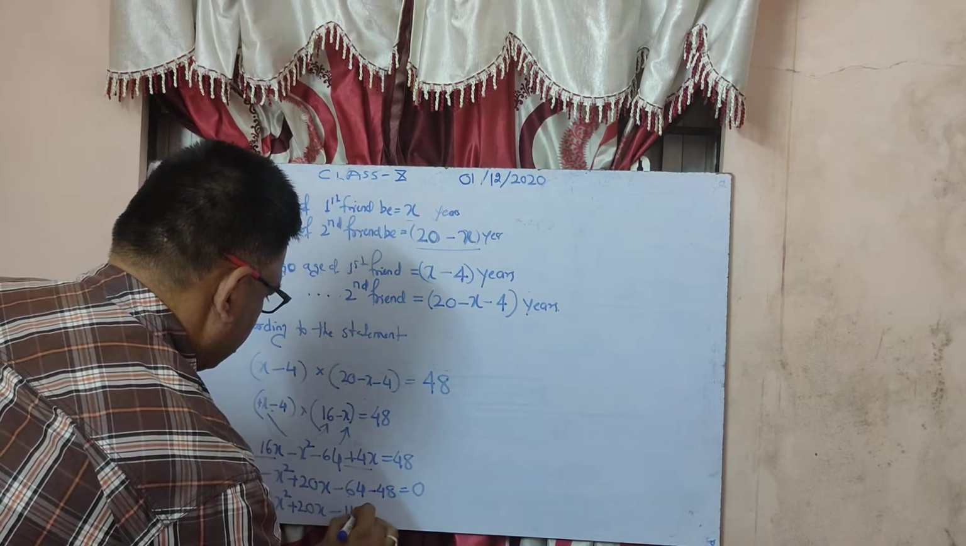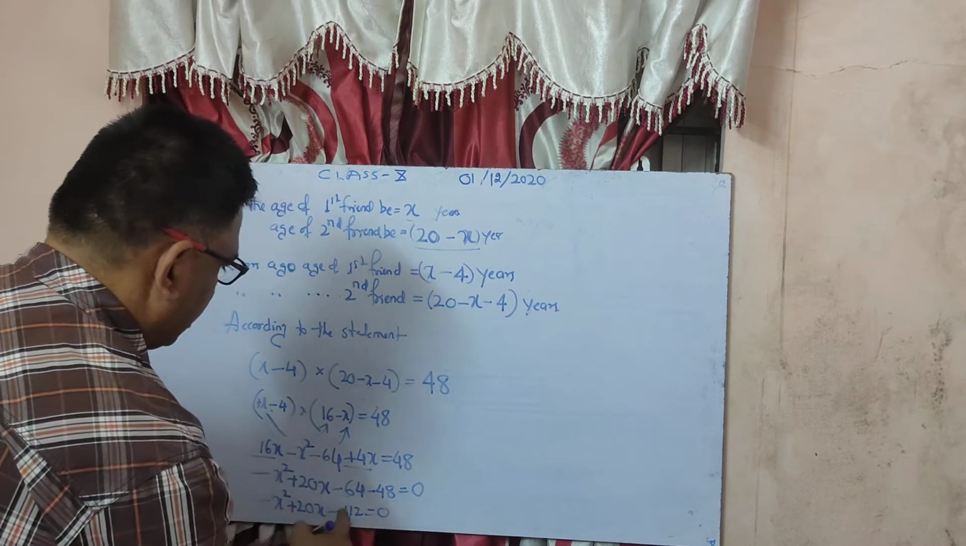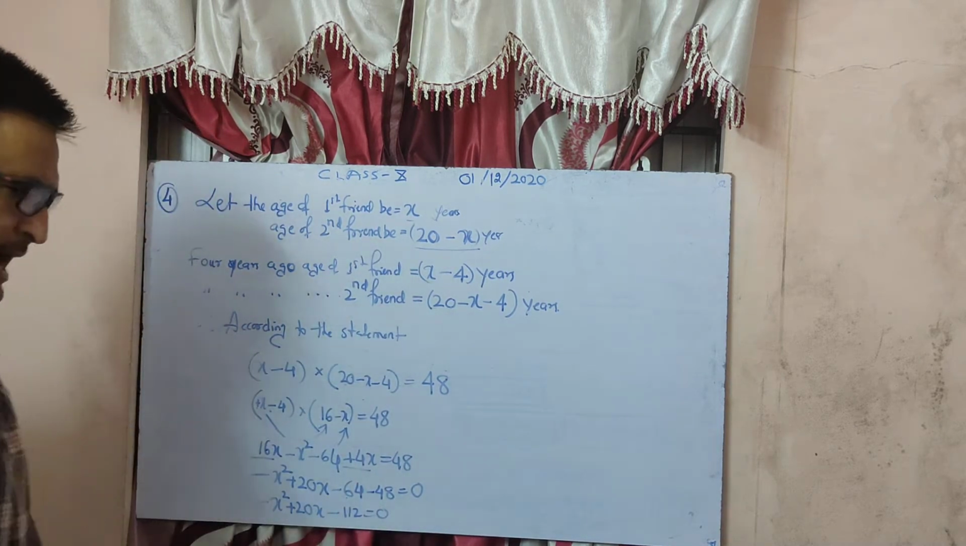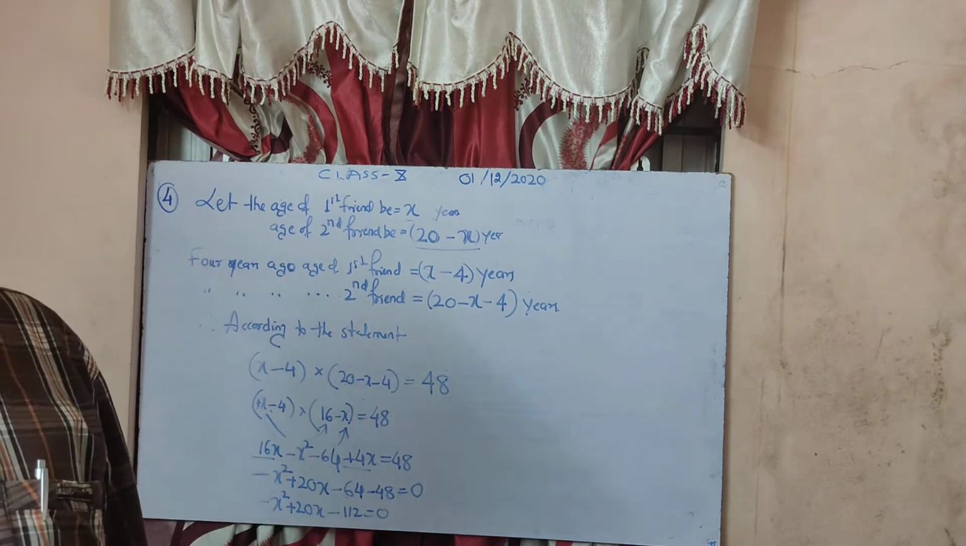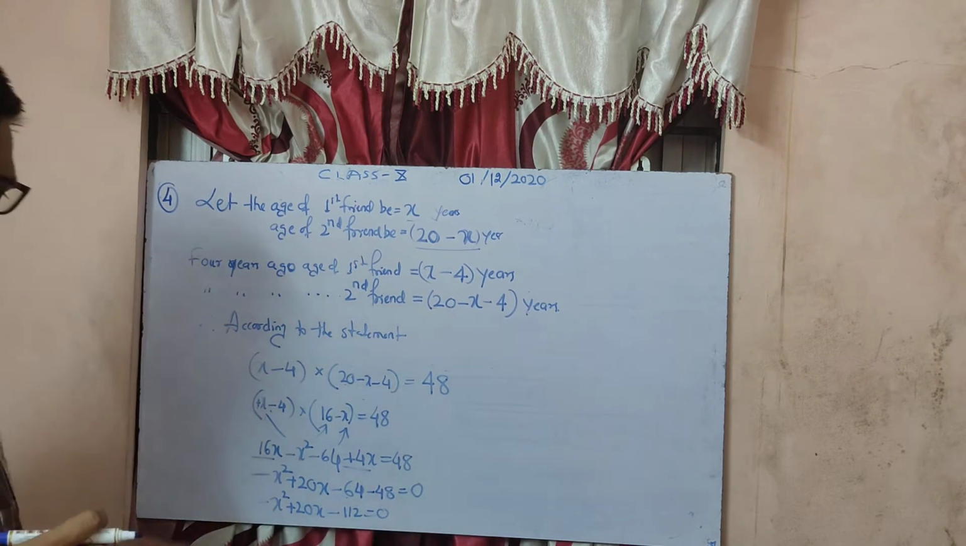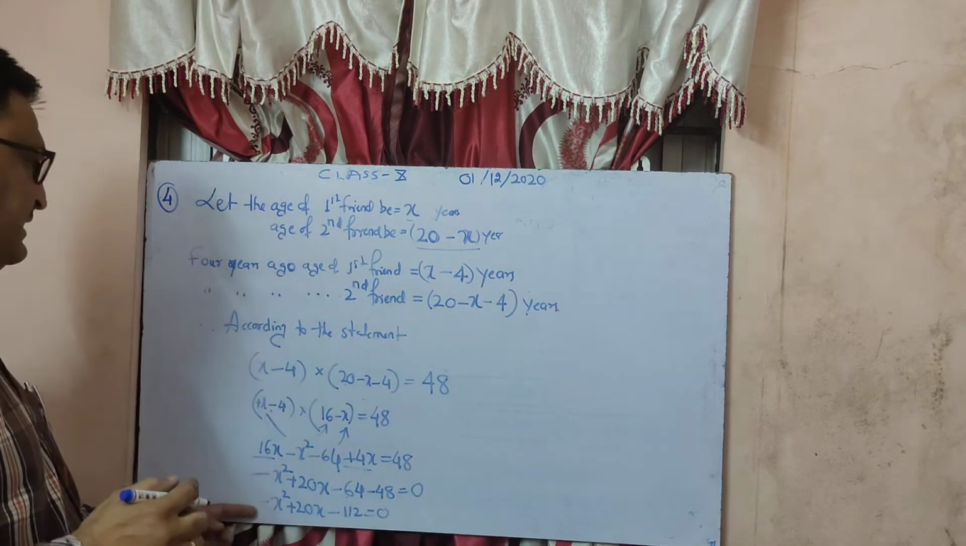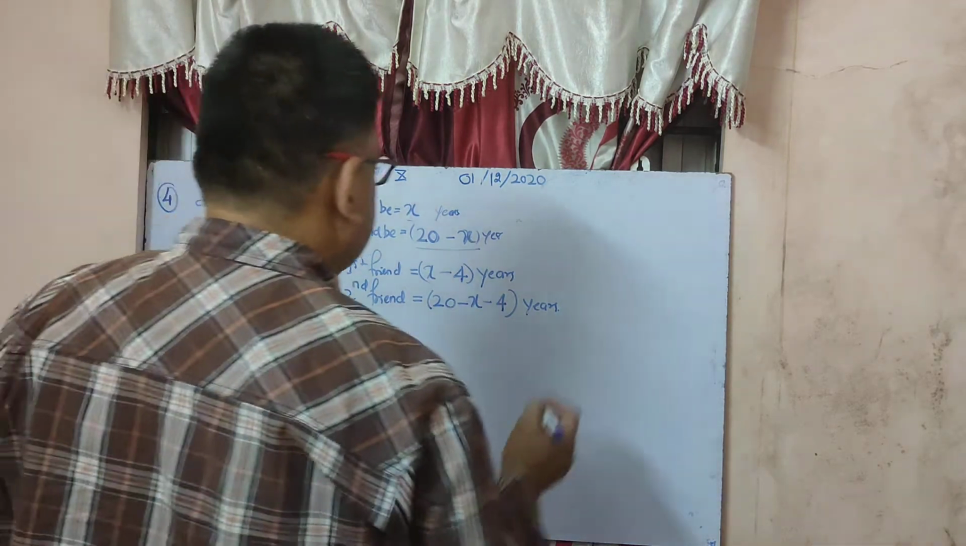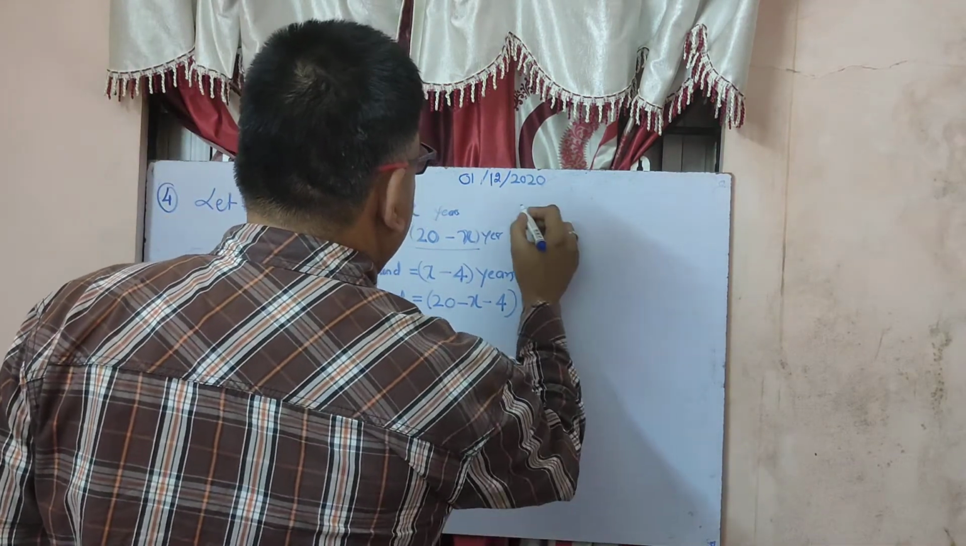Minus 112. When both are negative, you have to add them. Now here the initial number is negative, so remove it and make it plus.